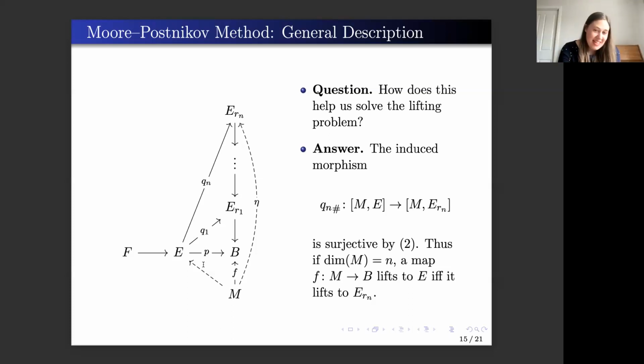Yes, I guess that's true. This is a very good question. I think this might become a little clearer in a little bit, because the way that you construct this map eta that I've drawn here is in stages.